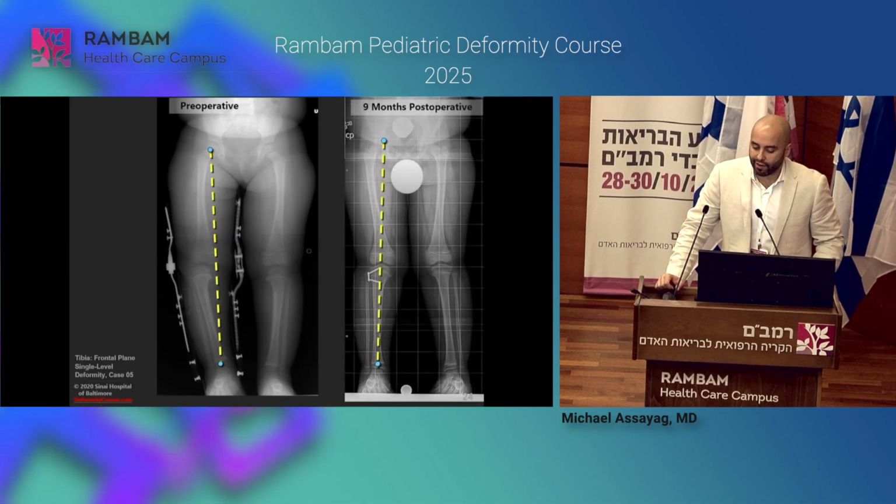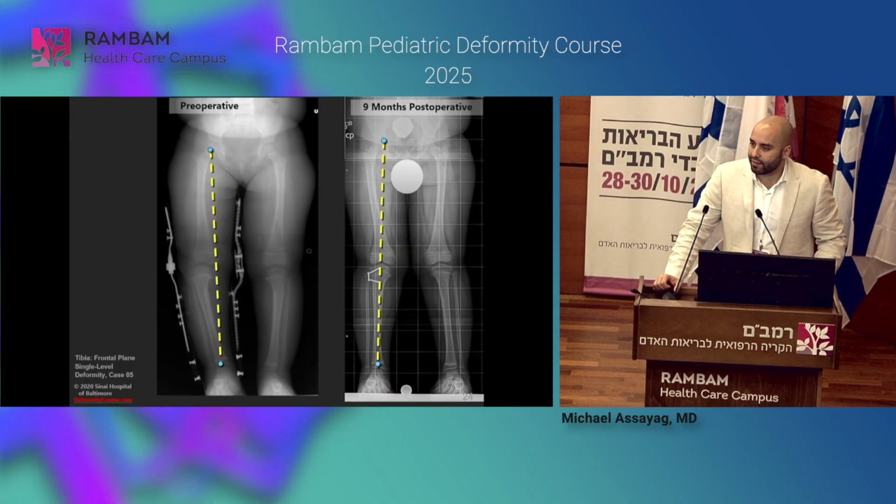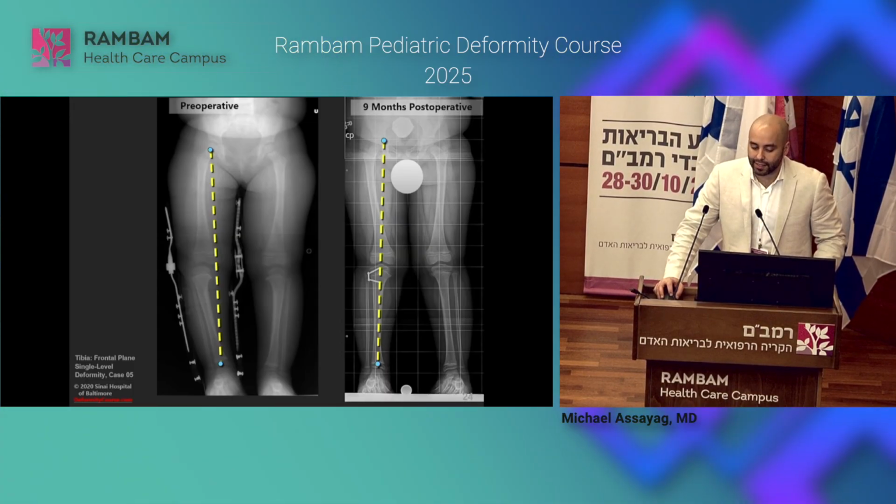And this is 9 months after the surgery. Despite the fact that the physis medially is diseased, it still has the potential to correct, and we want to achieve that correction before that physeal bar sets in, so before the age of 4 ideally. And we end up with a neutral mechanical axis.